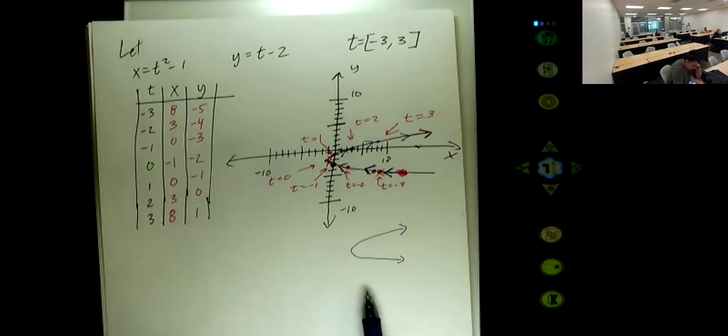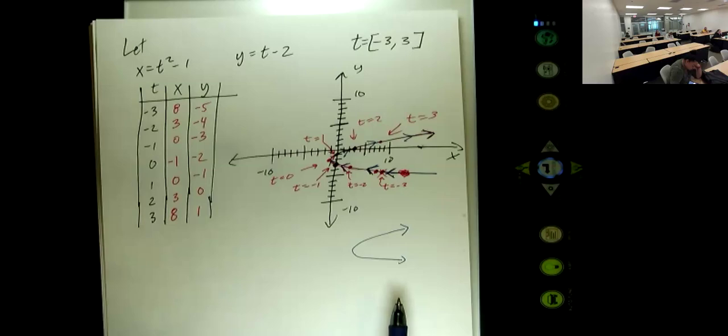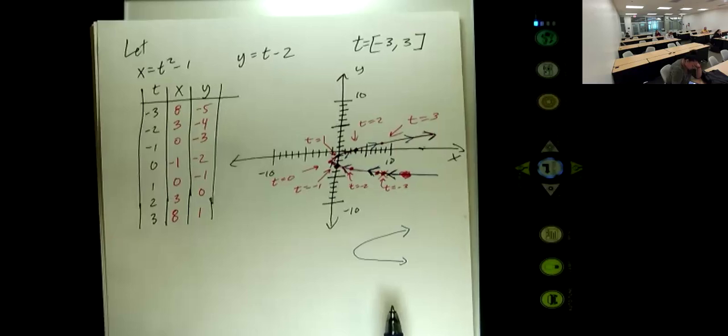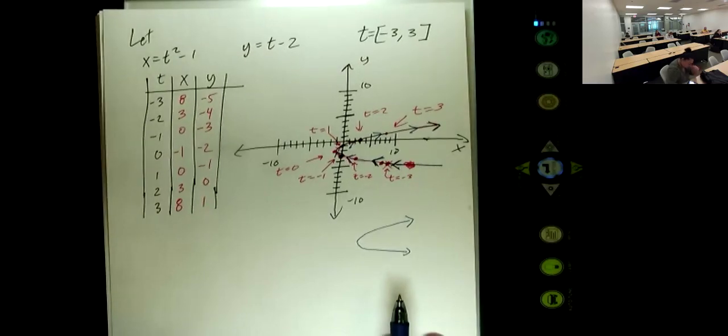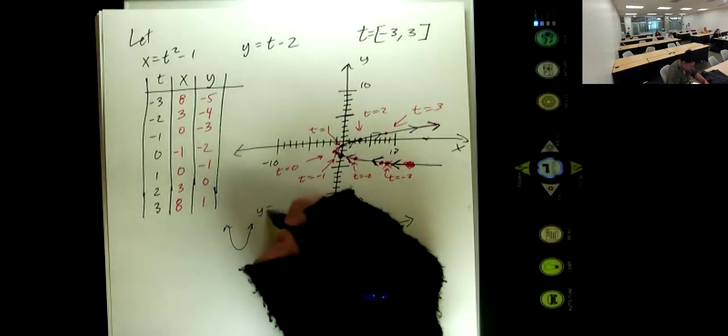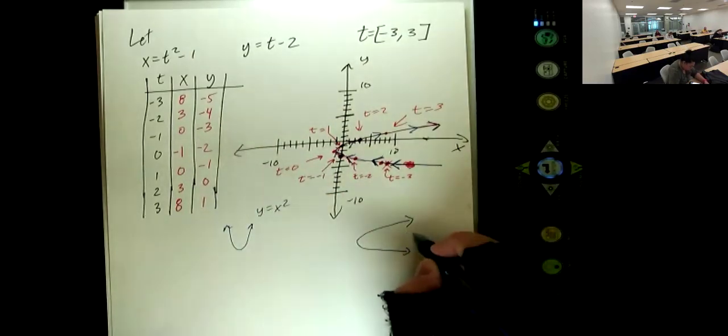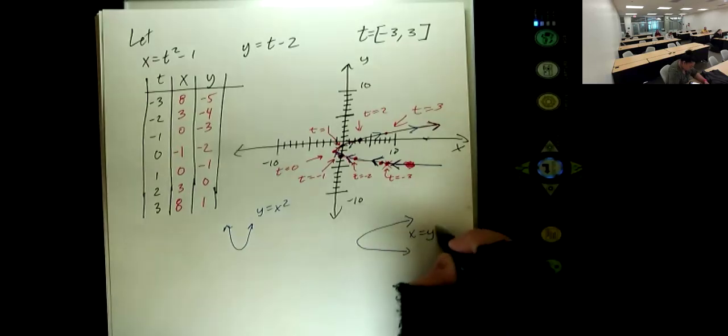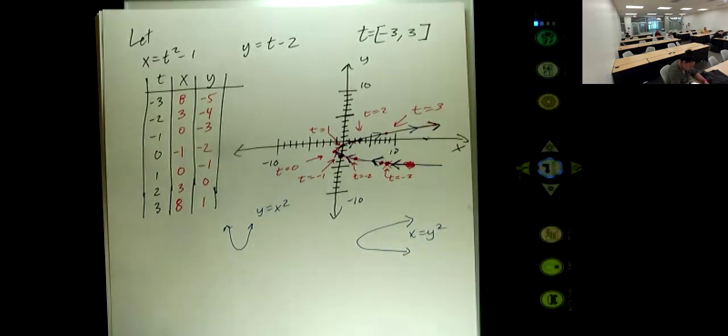What kind of equation is this? It's a parabola, but when it's sideways, what's special about that? Anybody remember? Up and down, we have something like y equals x squared. When we're going this way, it's x equals y squared, or some variant of it.